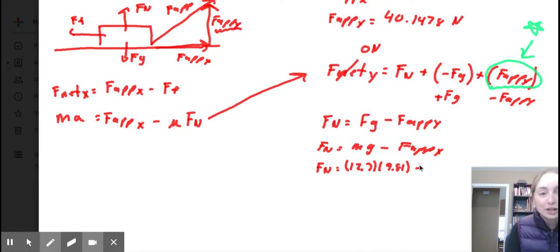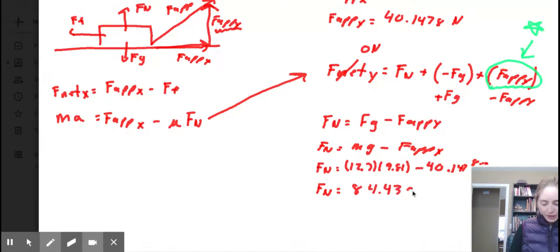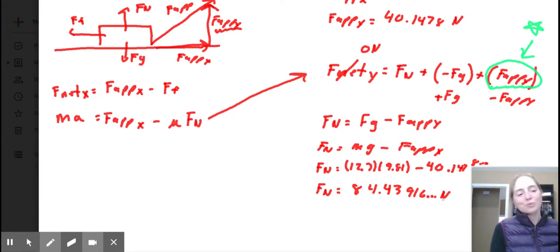Use all digits, ladies and gentlemen, every single one of those digits you have in your calculator is going to be our 40.1478... And we're going to get a value of our normal force to be the lovely value of 84.43916... newtons. Okay, so ladies and gentlemen, we have our normal force, we have our force applied on the x, and we have our mass.